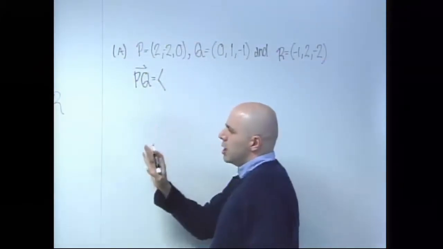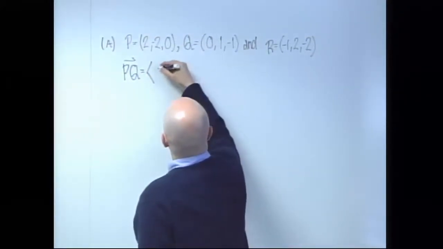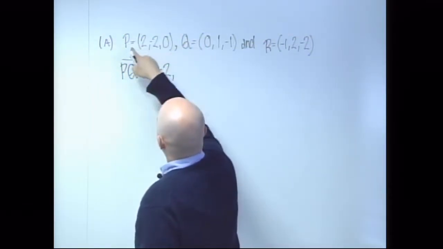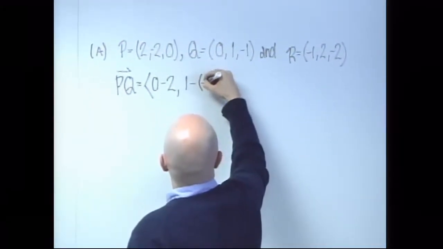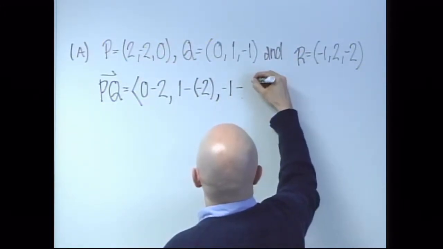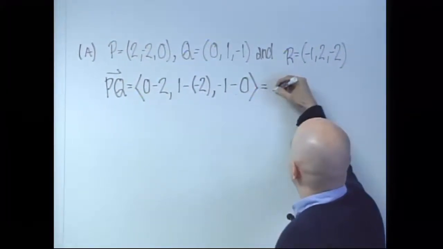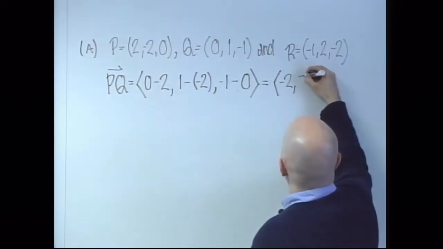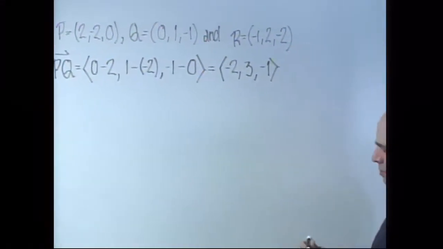I'm going to use brackets. You can use i's, j's and k's if you want to. I just find, for me, it's easier to just use the bracket. So I'm going to do 0 minus 2. So I'm going to go tip minus tail in each one of the components, tip minus tail. And the last one is tip minus the tail. Let me just simplify this. And that will give you -2. This gives you 3. And the last one gives you -1. So this is the vector PQ.